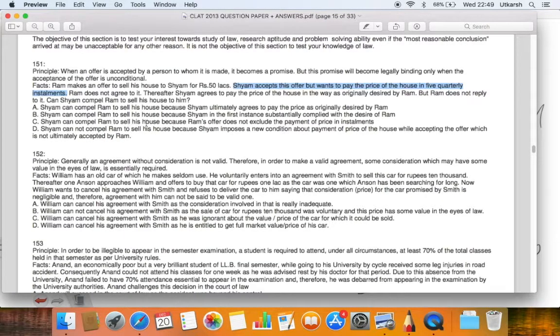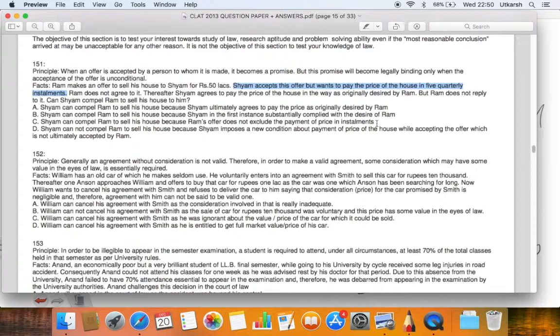Yeah, so Ram cannot compel because Ram's offer does not exclude the price of payment and installments. Okay, this is again not there in the principle, that the person making the offer has to exclude it, but it's a likely cause of confusion. For scenarios like this, the way I do it is just: what other things has he not excluded? He has not excluded saying giving the house on an interest-free loan, right? Saying, oh, you can make the payment 10 years later. He's not excluded that either.